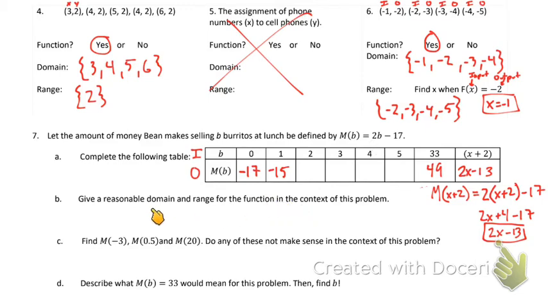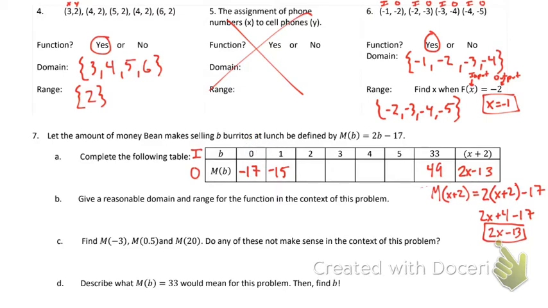Okay, so give a reasonable domain and range for the function in the context of this problem. So remember, domain is, in this case, how many burritos is he selling? It's an input. Domain is always your input. So we want to give a reasonable domain. Remember, he is selling these burritos at lunch. So do you think that Mr. Bean would sell 1 million burritos during lunch? And the answer is probably not.